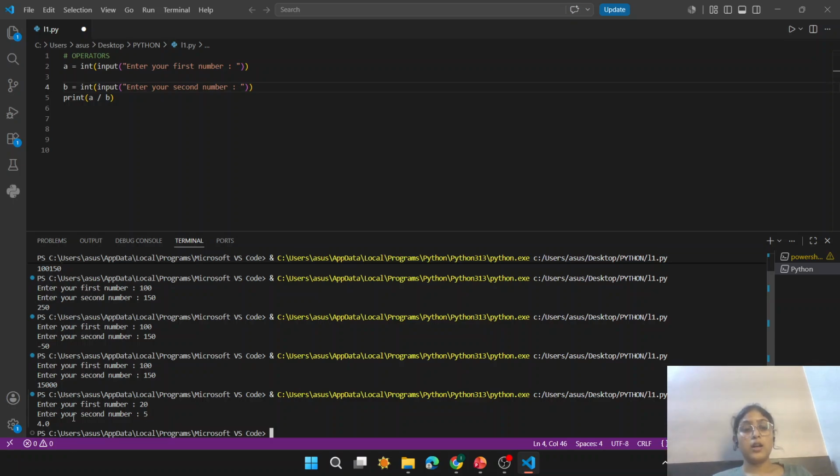That's 4.0. Now you must be thinking that instead we should get the answer 4. Python prints 4.0. Why? Because the division operator always returns a float value. Many beginners get confused, but remember this: normal division will always return the value as a float. This is a rule, so you have to remember it.